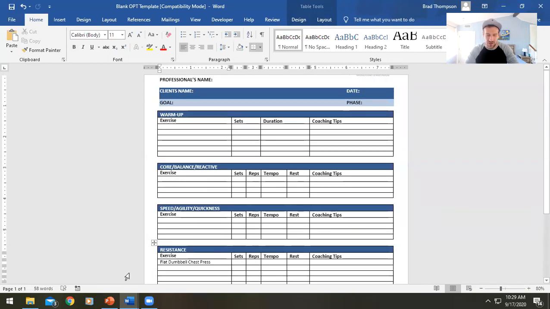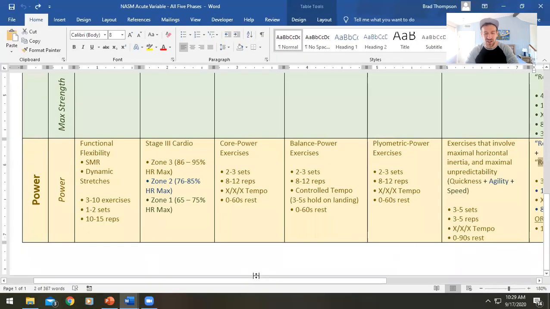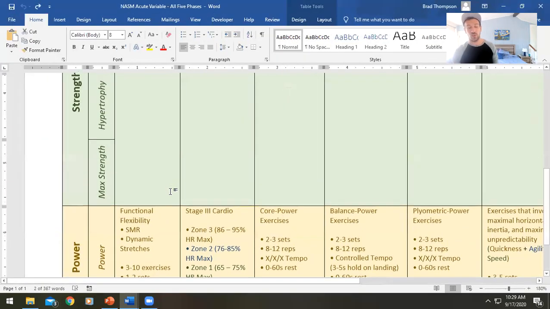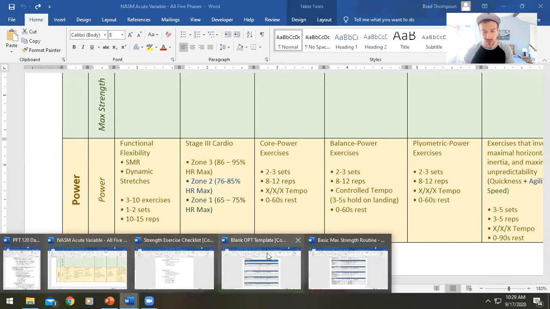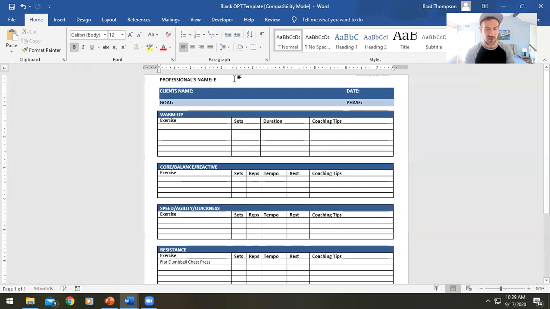Actually, hold on. I'm getting ahead of myself here. I got to start with the warm up, sorry. So let's go up here. We're going to do functional flexibility, which is going to be SMR and dynamic stretches. So this is our example power routine. Client's name, John Johnson. The date is January 17th, and we made it to 2021. Thank God.